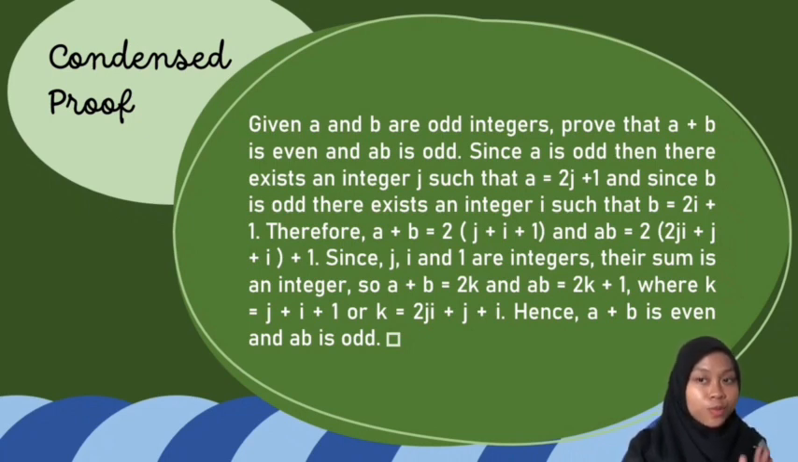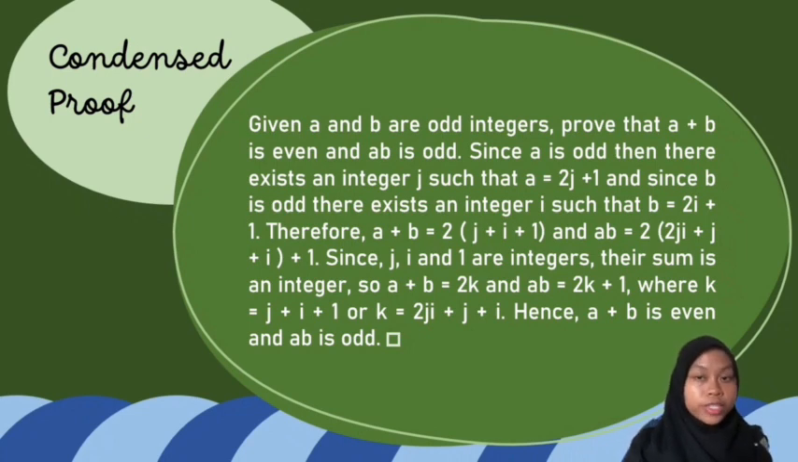Since j, i, and 1 are integers, their sum is an integer. So A plus B equal to 2k and AB equal to 2k plus 1, where k equal to j plus i plus 1 or k equal to 2ji plus j plus i. Hence, A plus B is even and AB is odd.